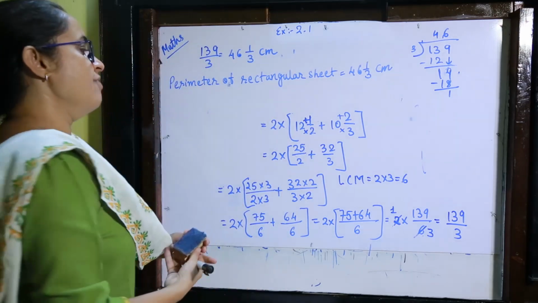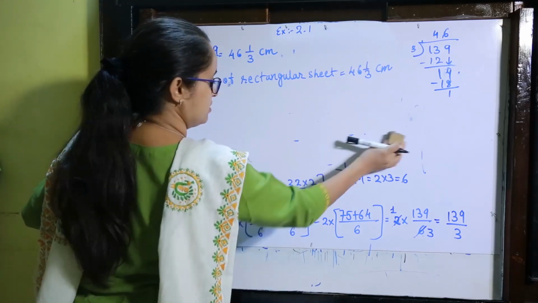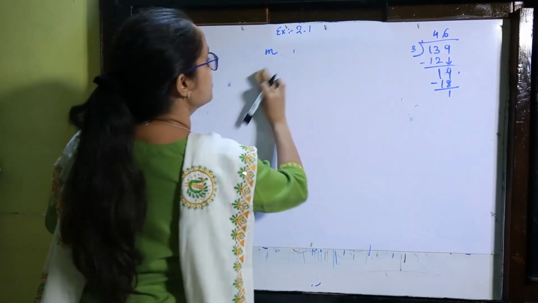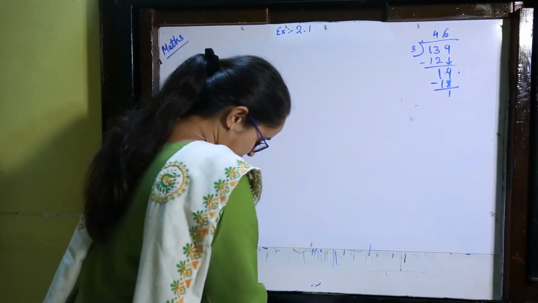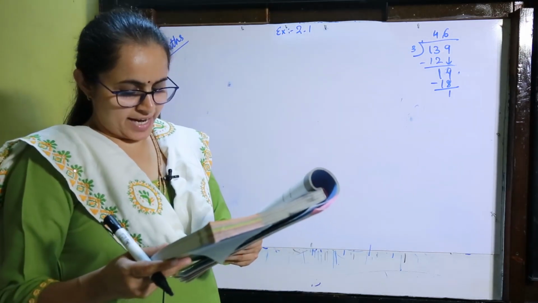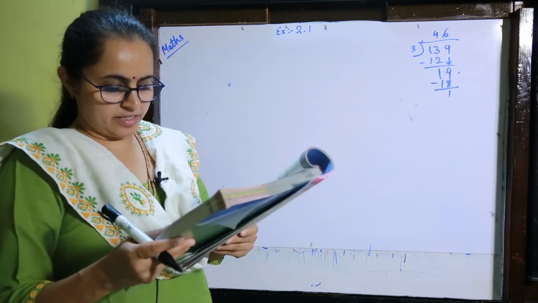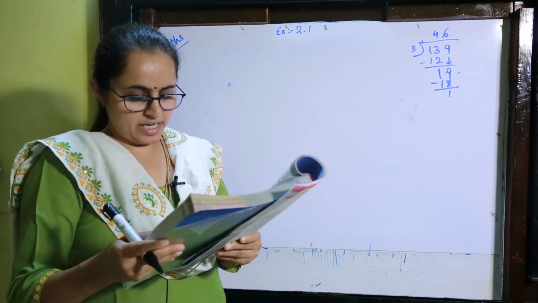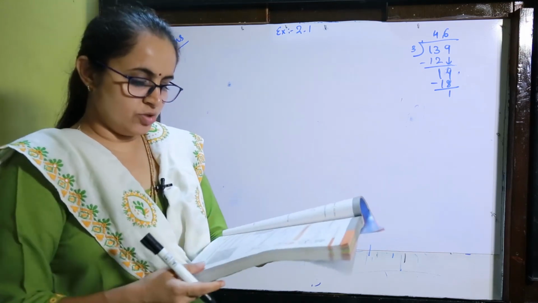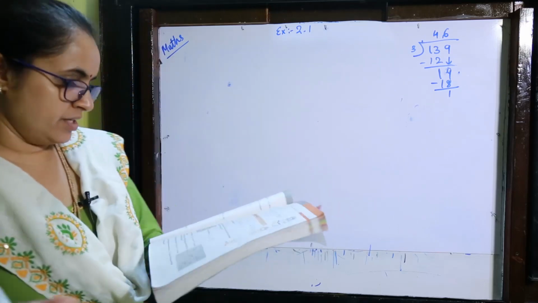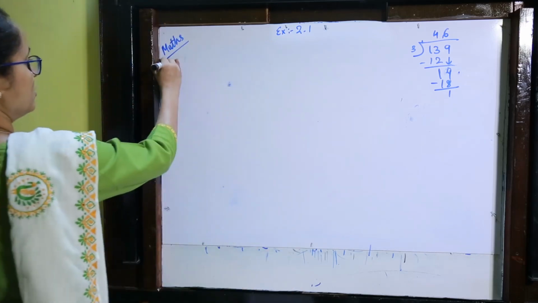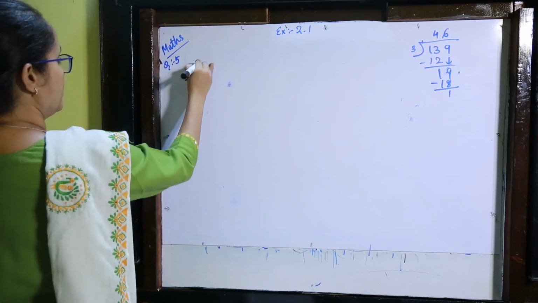Now we will move on to question number 5. I am reading it for you. Question number 5 is: find the perimeter of triangle ABE and the rectangle BCDE in this figure. Whose perimeter is greater? The figure is given on the right-hand side of the page, so I am just drawing the figure for your sake.